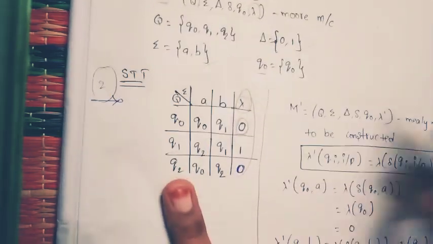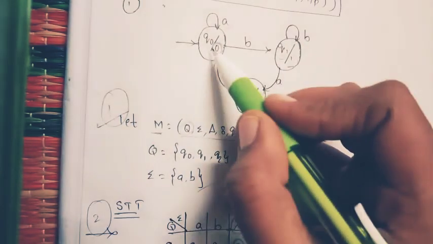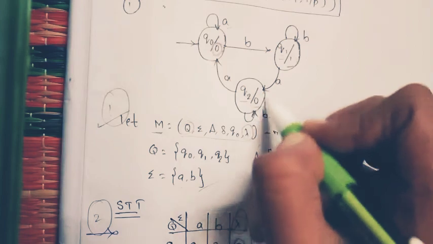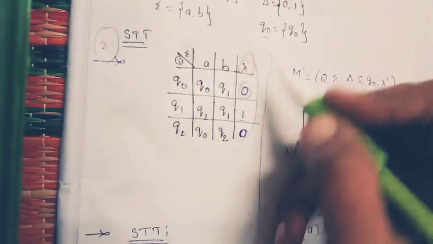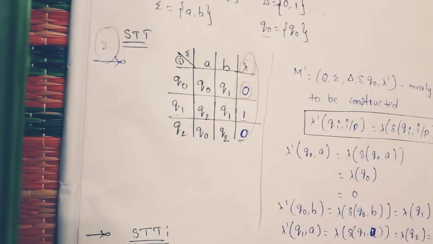Here we wrote 1. Then for Q2, guys, Q2 of A is Q0 and Q2 of B is Q2. Then what about the output it has, guys? 0. So Q2 of A is Q0, Q2 of B is Q2 and then output or lambda is 0. Let's come to the third step.